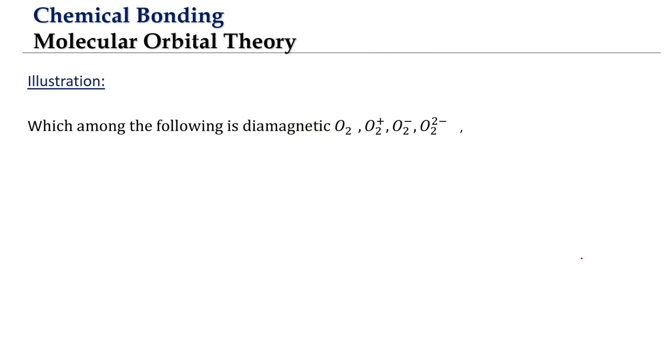Look at this one. This is another interesting question. Which among the following is diamagnetic? Diamagnetic means what? No unpaired electrons. So we have to find out which of them is having no unpaired electrons.